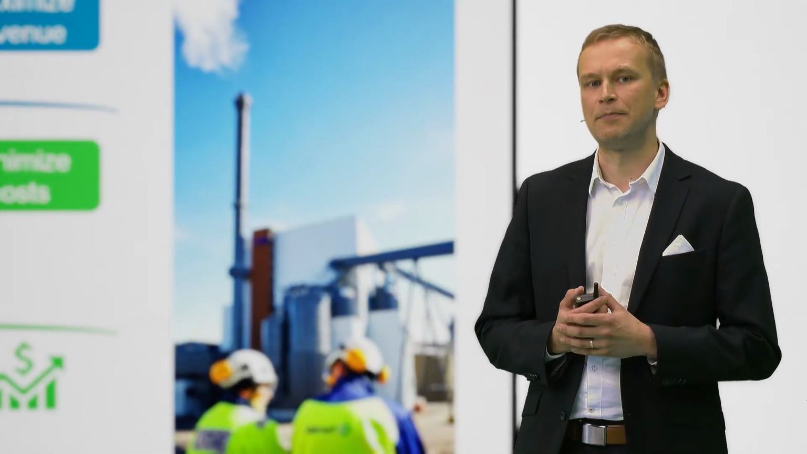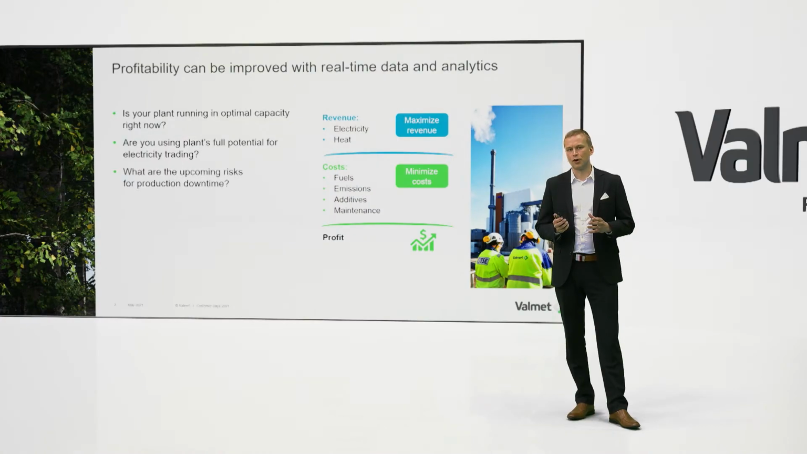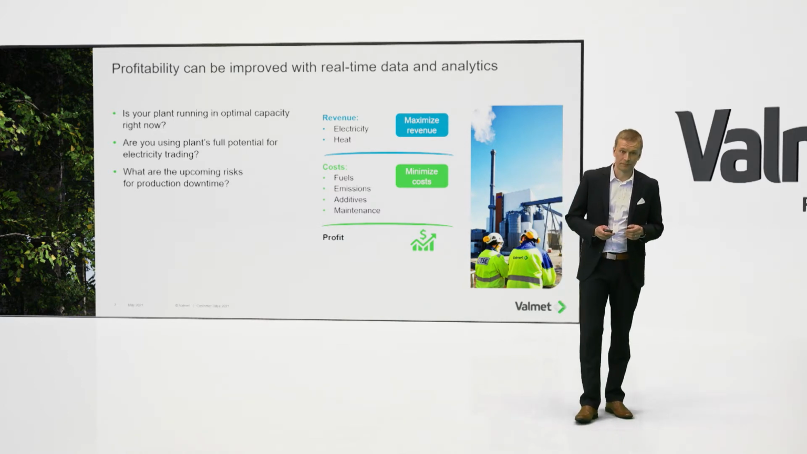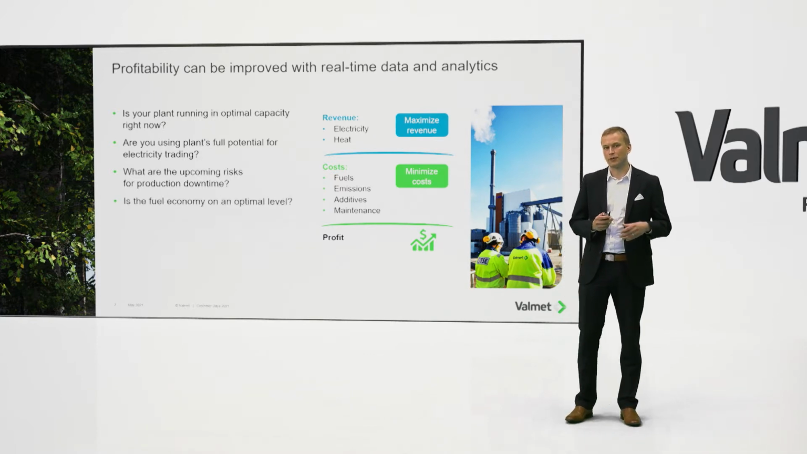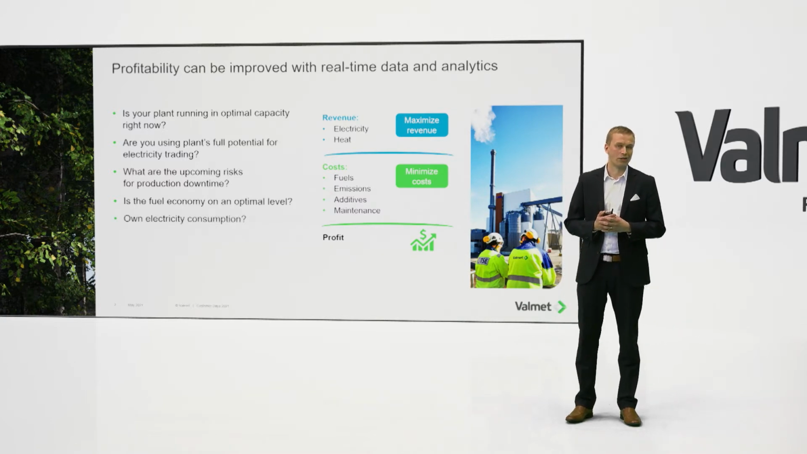So if you think about what it means in practice, for instance, how to make sure that the plant capacity right now is on an optimal level. I'm actually going to come back to that a little bit later. Another example is, are you using the plant's full potential in the electricity trading market side right now? Or do you know your upcoming risk for the production downtime? What is happening? What could be the next risk for the production? Similar to those also, for instance, knowing the fuel economy, is that on an optimal level? Or also the own electricity consumption, how is that going on?